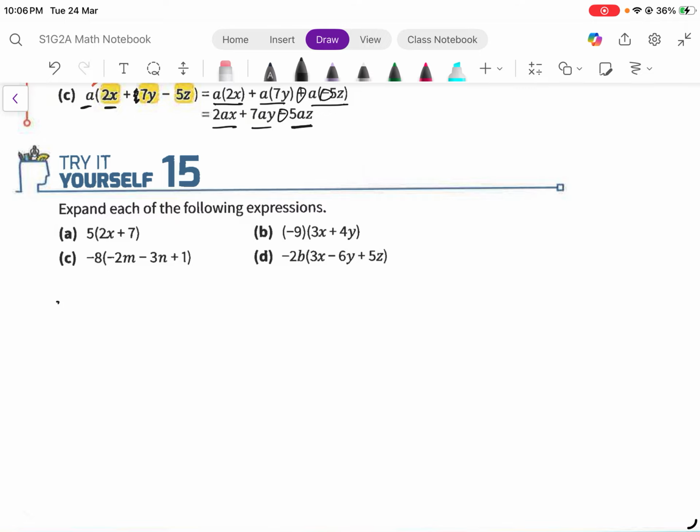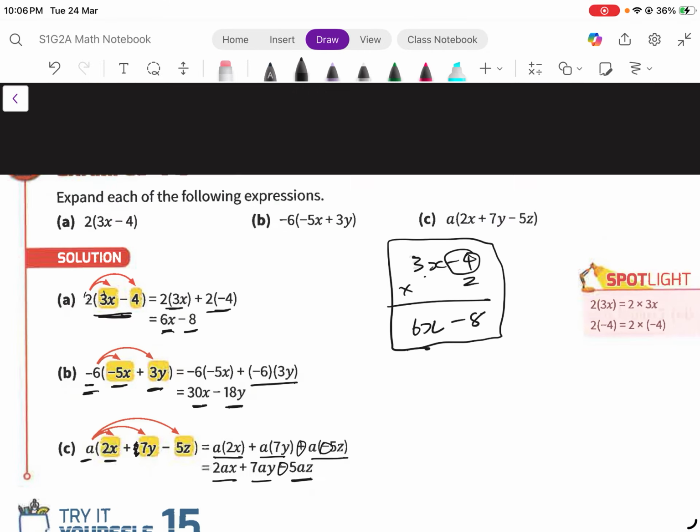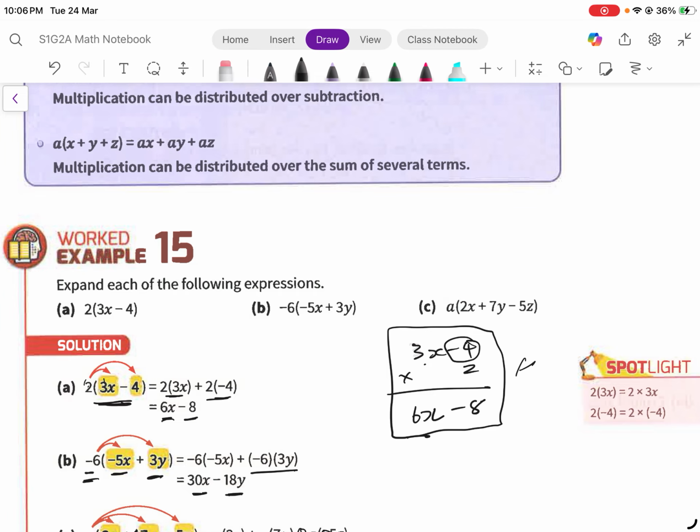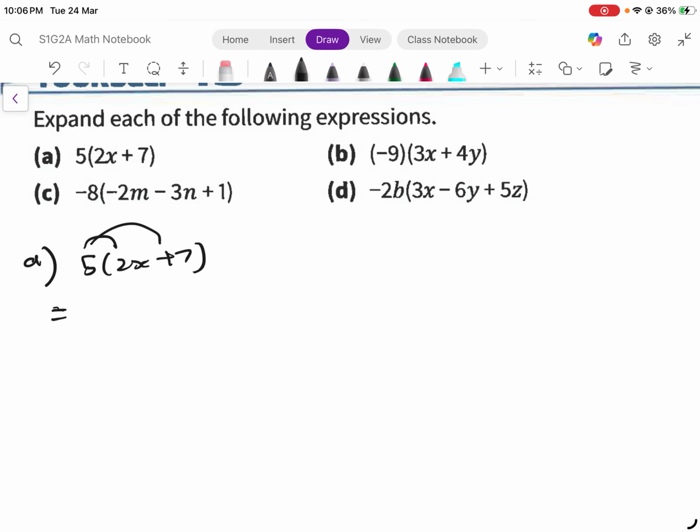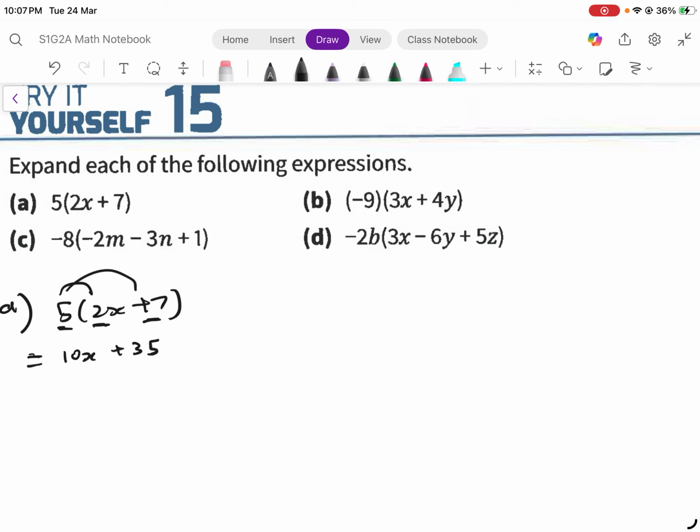Okay, part A. So we are actually just multiplying inwards instead of downwards like this one. Instead of downwards like this one, we are just multiplying sideways. So 5 times 2x will give me 10x. 5 times 7 will give me 35. Right? Okay, pause, try and roll first. Okay, then next one.